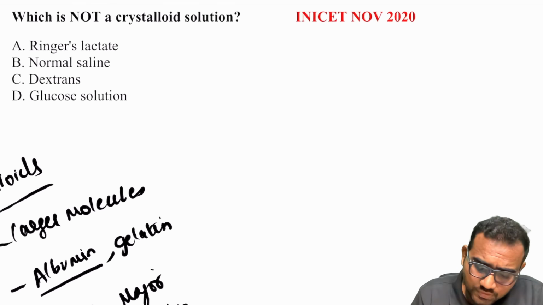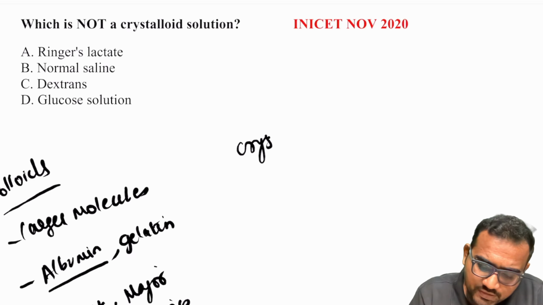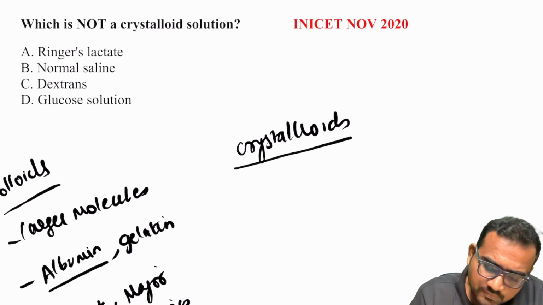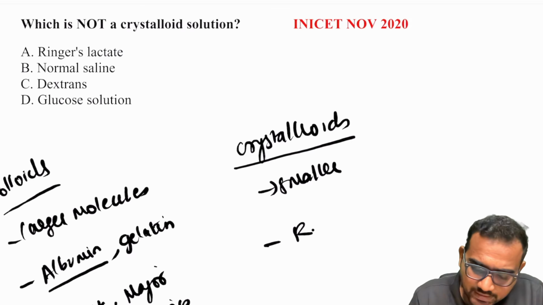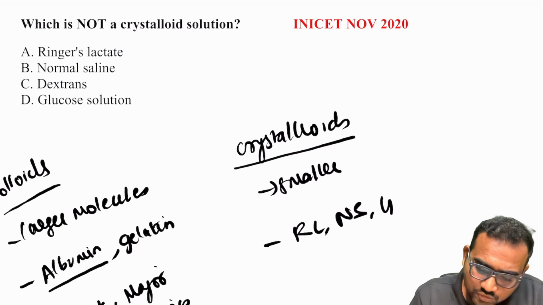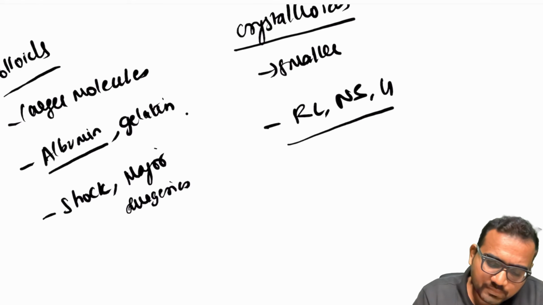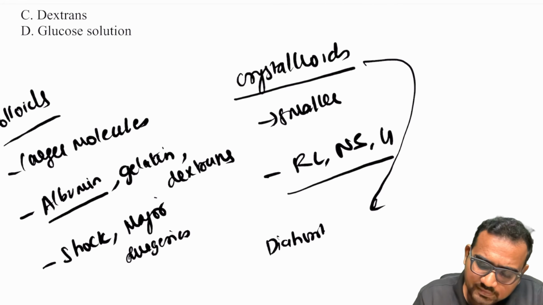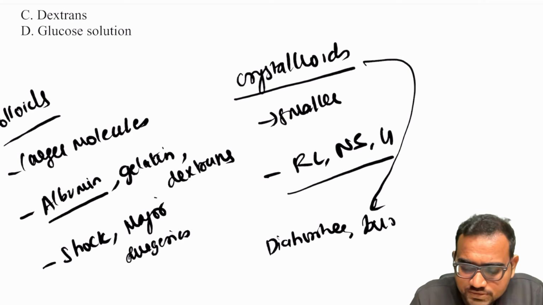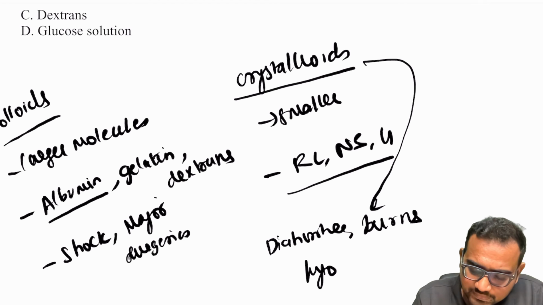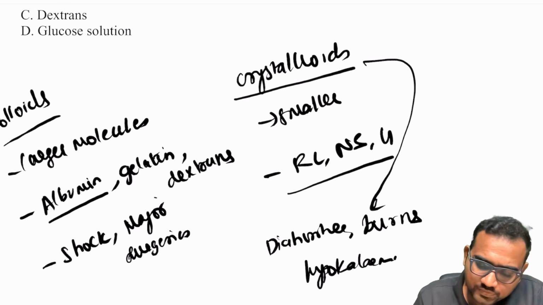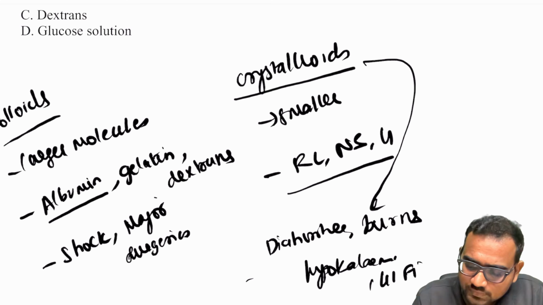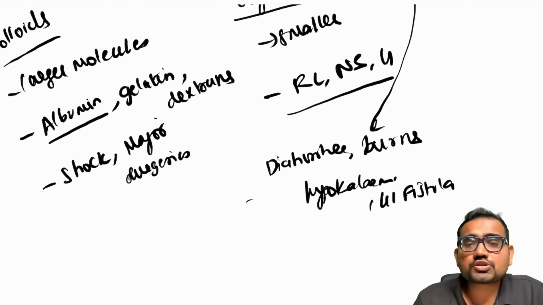So colloids are larger molecules, whereas crystalloids are smaller molecules. All these are crystalloids: ringer lactate, normal saline, glucose. And colloids are albumin, gelatin, dextrans. Crystalloids I can give in cases of diarrhea or any kind of burns, hypokalemia, GI fistula. So these are all the situations where I can give crystalloids.